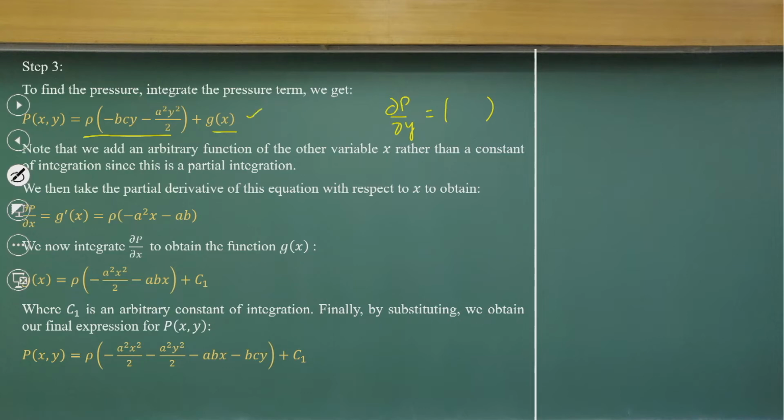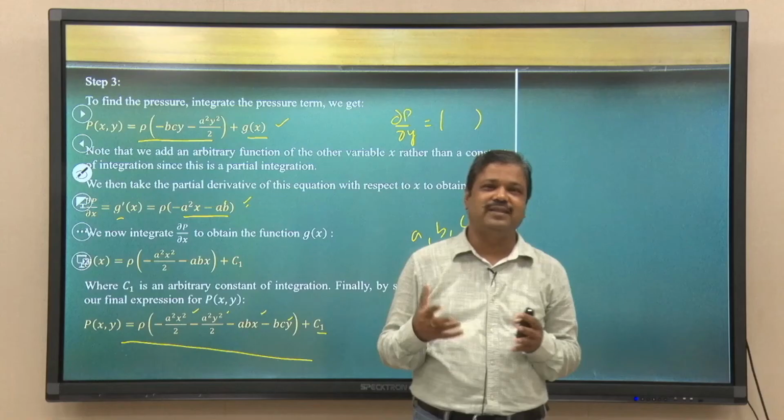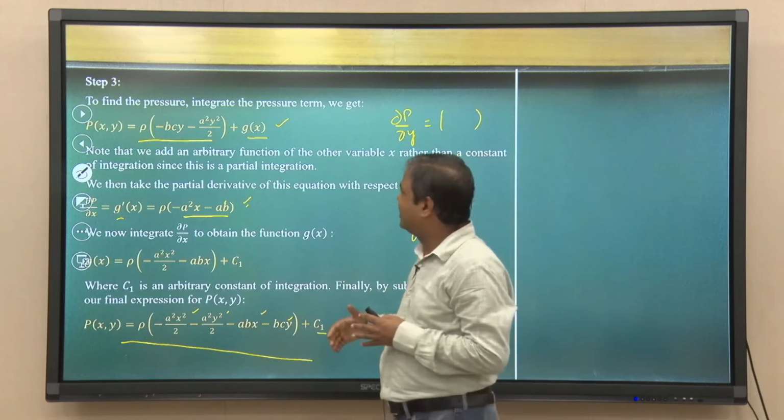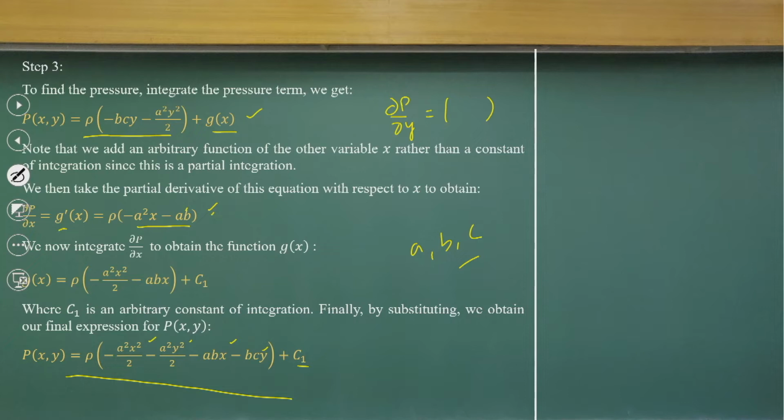So, that g you can get by doing a partial derivative of these functions, and if you substitute the g(x) value, finally you get a function having second order terms x square, y square, x and y, where a, b, c are constants, and you have an additional constant c1. So, if a velocity field is given and we want to estimate the pressure field, we have to analytically derive the pressure field using these equations.